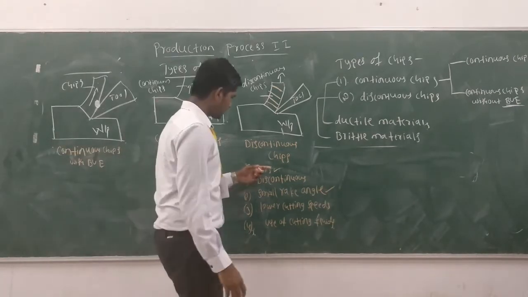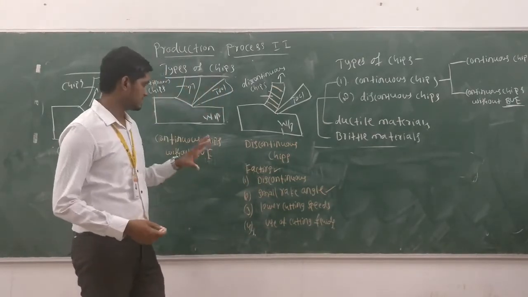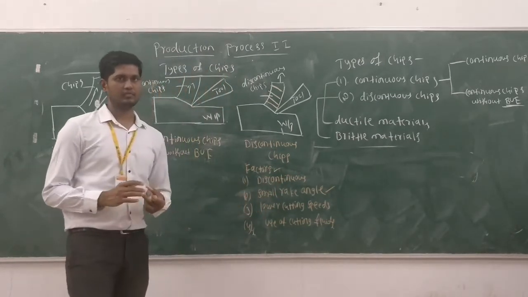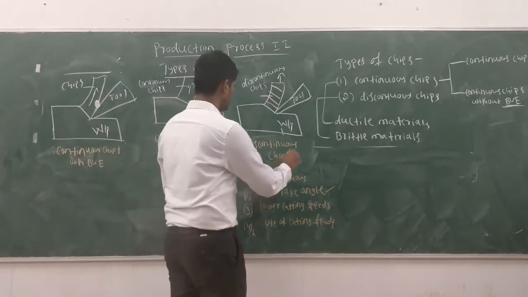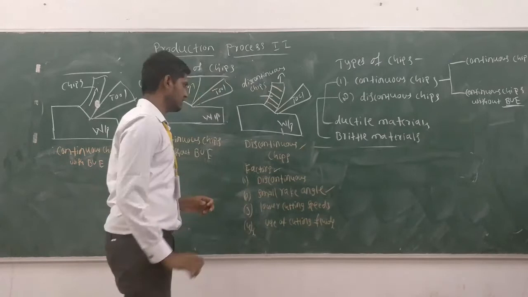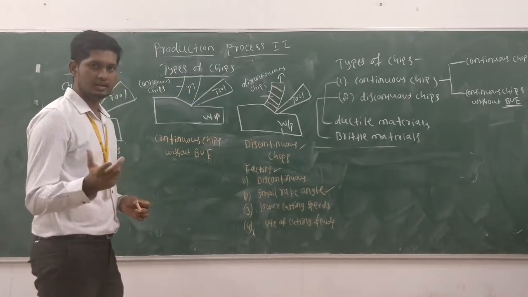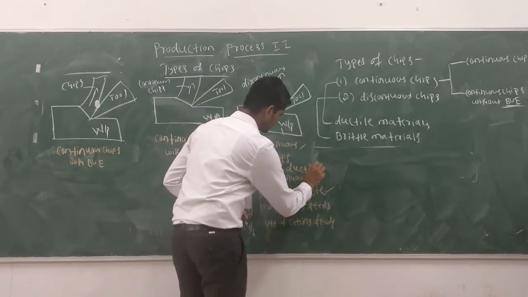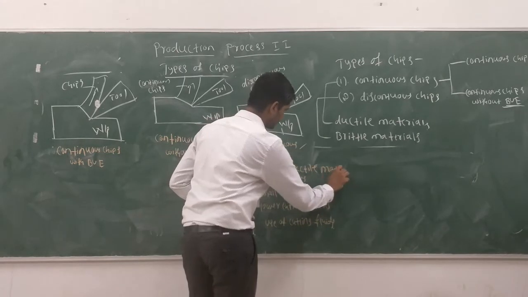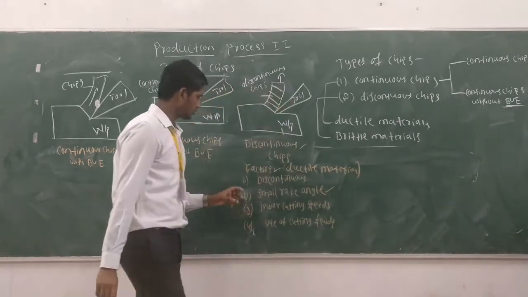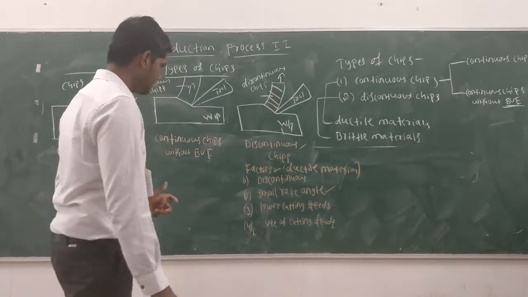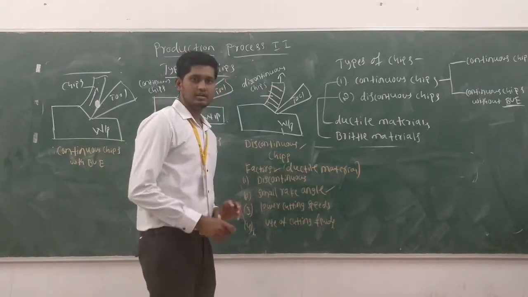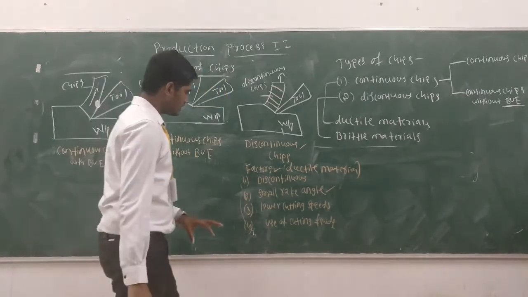These are all the factors which are responsible for discontinuous chips in ductile material. As we all know, if you are using brittle materials, then obviously the chips that you are going to get are discontinuous. But if you are using a ductile material and desire to get discontinuous chips, then these factors will help you get them. Use of cutting fluids.